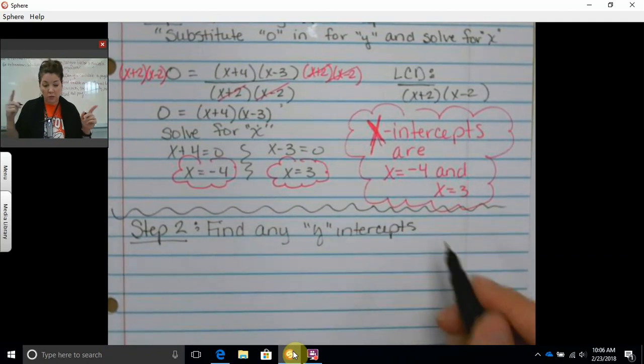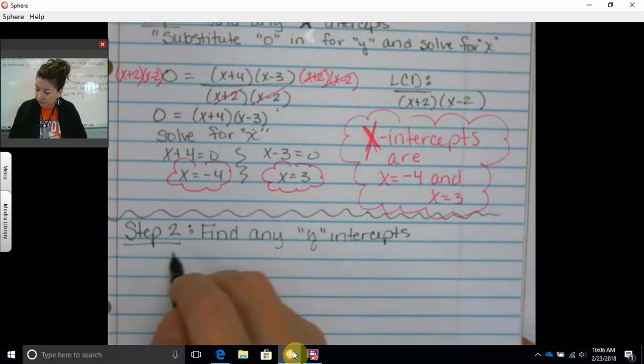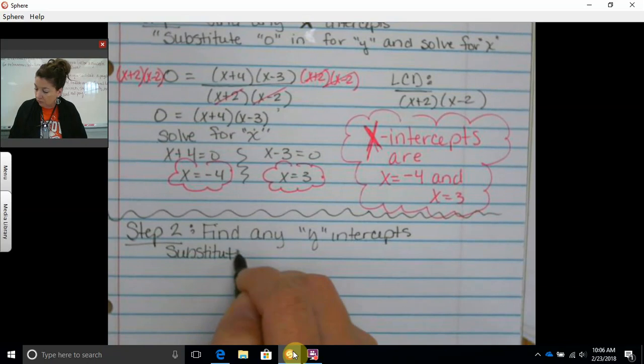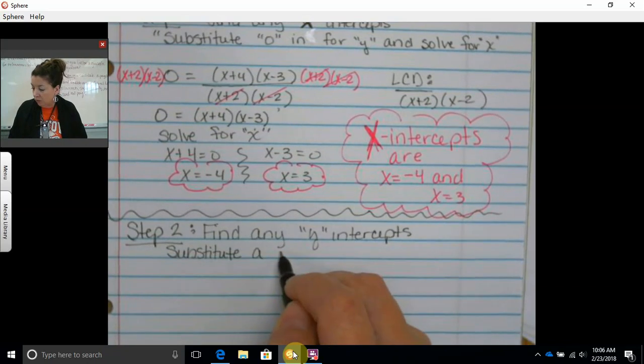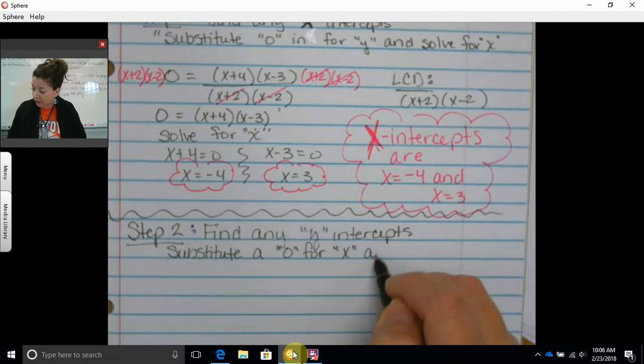So when you want to know what your y-intercept is, you substitute in a 0 for x, not for y, because that makes your y go away and just leaves you with an x. So if you want to know x, substitute a 0 for y. If you want to know y, substitute a 0 for x, okay? So I'm just going to make a little note, substitute a 0 for x and solve for y.